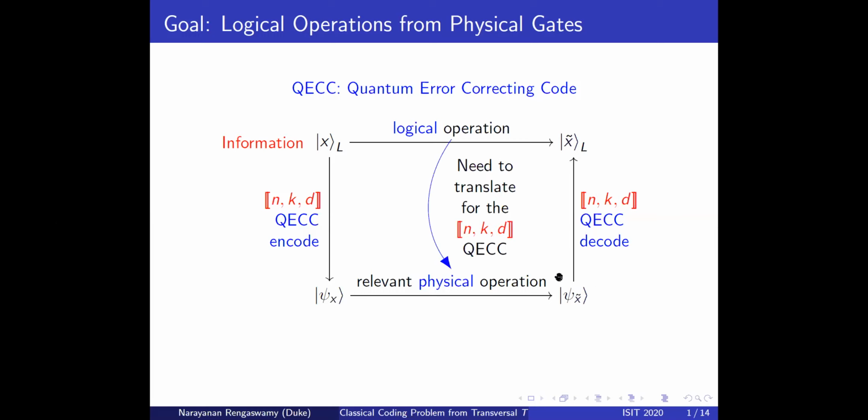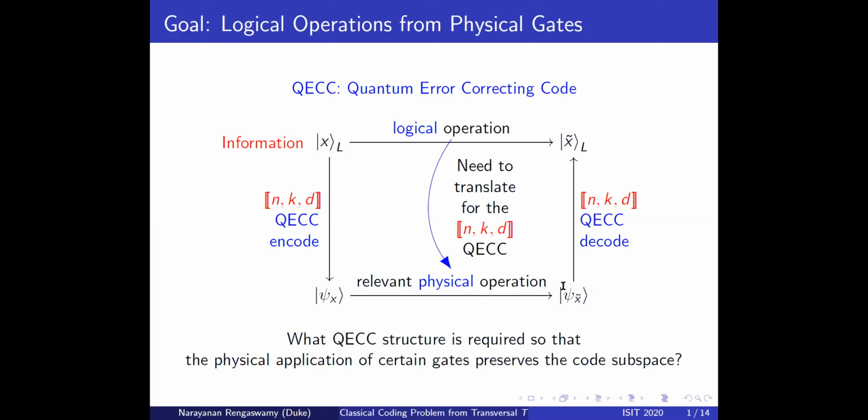Now, if you wanted to do this right, then of course you need to make sure that the logical operations are translated to physical operations on n qubits in the right way. So for every k qubit operation, you need to find the right n qubit operation to do, and you have to do it in a fault tolerant way.